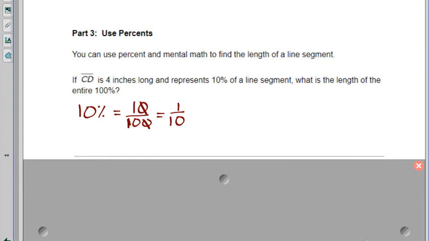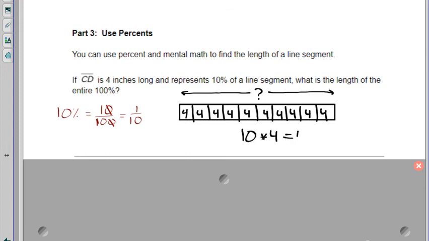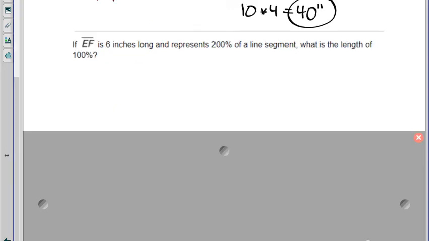So if I had a line, a bar model, broken into 10 equal parts, there they are, 10 equal parts. Each one is 1/10 of the whole. It says 10% is 4 inches. So that means all these 10% segments are 4 inches in length. And I want to know what the whole thing is. So it looks like I have 10 groups of 4 or 40 inches.